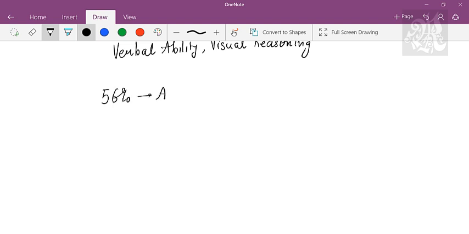56%, let's say A got 56% of A plus B. So can I say B got 44% of A plus B? So what is the difference of the percentage? 12%. What is the mark difference?